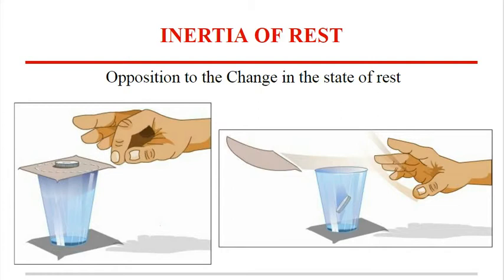For example, here we have a coin placed on a cardboard above an empty glass. The moment you flick the card, the coin should stay in air, and in presence of gravity, the coin falls into the glass. This is because the coin does not like to change its state of rest and does not like to move along with the cardboard. It stays at the same place and hence it falls into the glass.